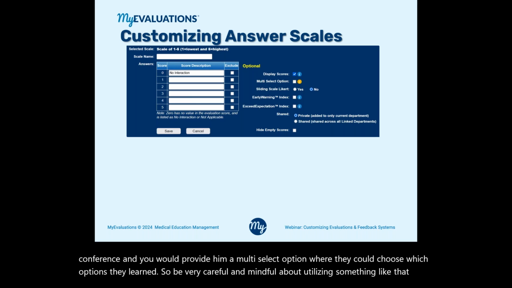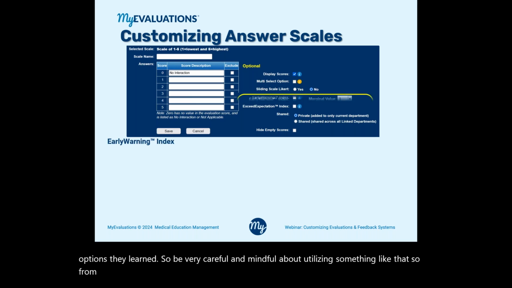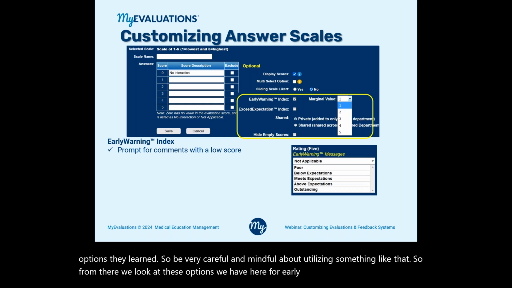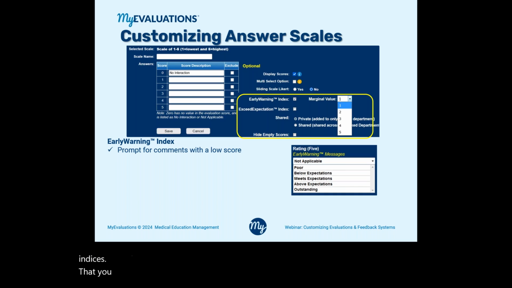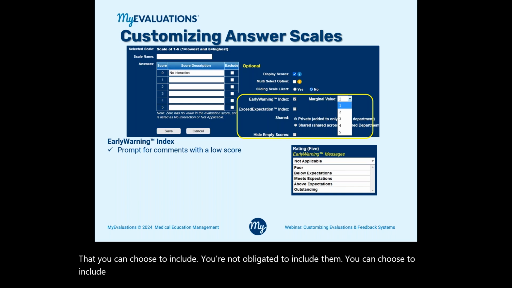So from there, we look at these options we have here for early warning and exceeds expectations. These are indices that you can choose to include. You're not obligated to include them. You can choose to include them within an evaluation.